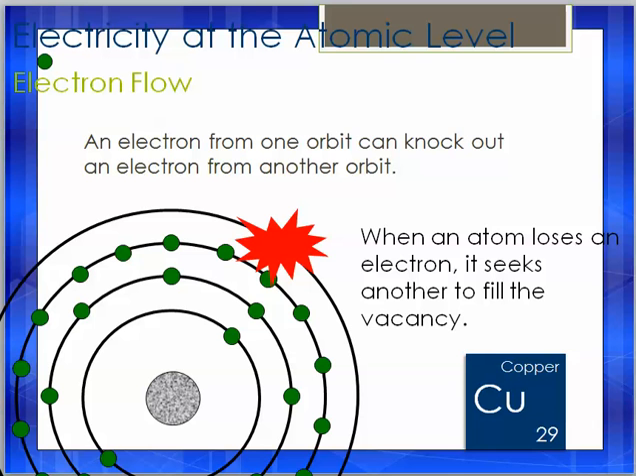Electron flow. An electron from one orbit can knock out an electron from another orbit. When an atom loses an electron, it seeks another to fill the vacancy. So what will happen here is when it loses this electron, it's allowing that to flow. It's knocked out.